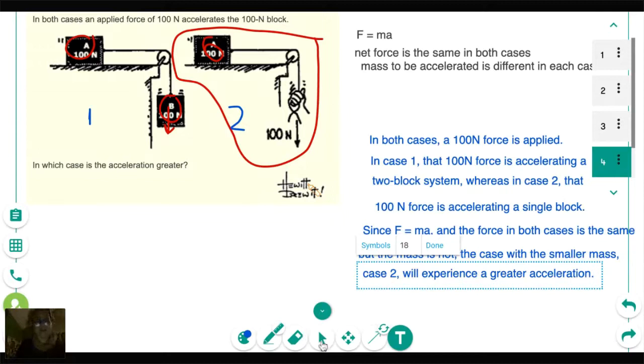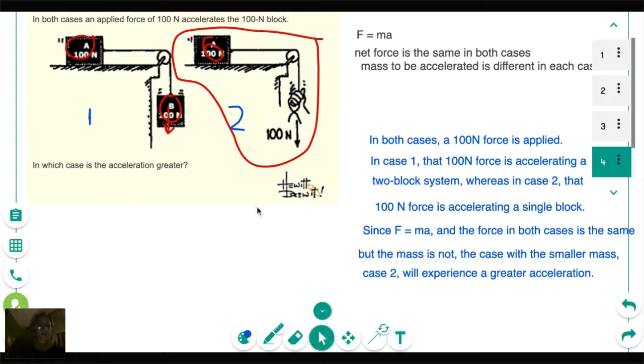Okay, and again, that kind of lays it all out. And it's a logical sequence following from one thing to the other. So the force is the same. The mass is different. The mass that is being accelerated by that force. Bringing in a very specific physics principle, probably like the most famous one, Newton's second law, and then relating that principle to the facts that we have stated. F equals ma, the force is the same, but the mass is not. So the case with the smaller mass will experience a greater acceleration.